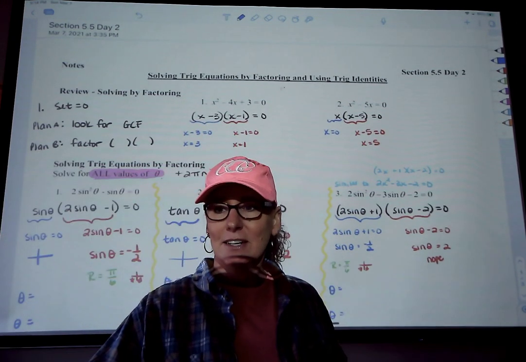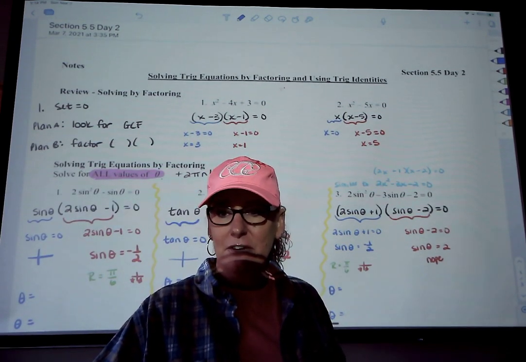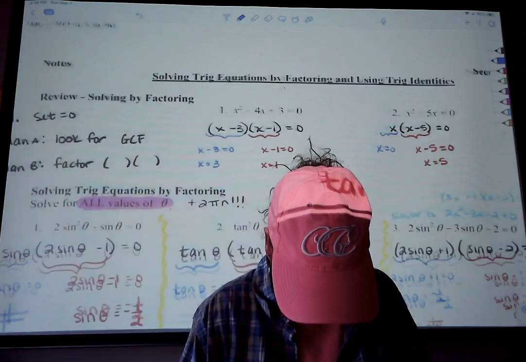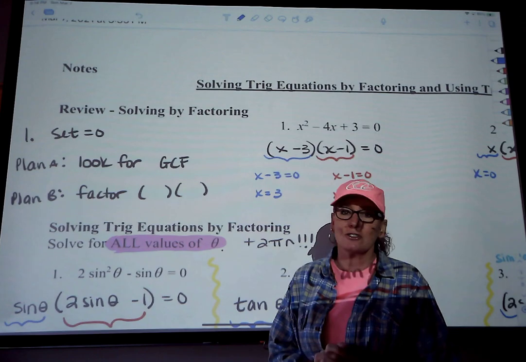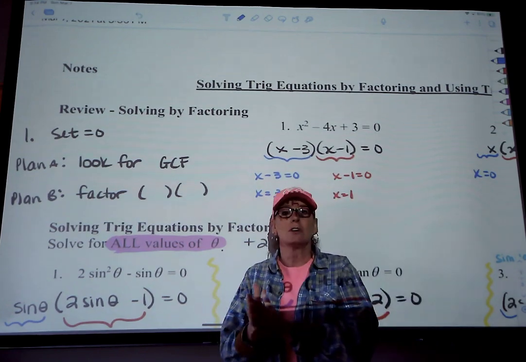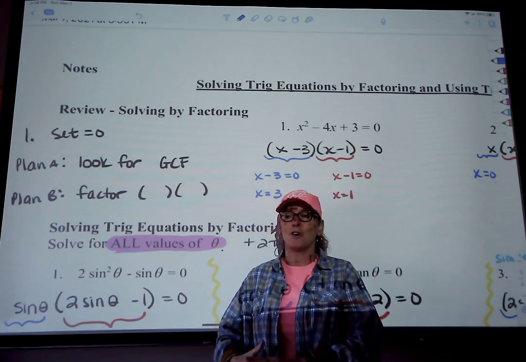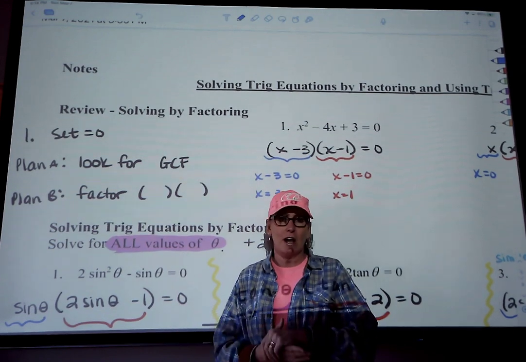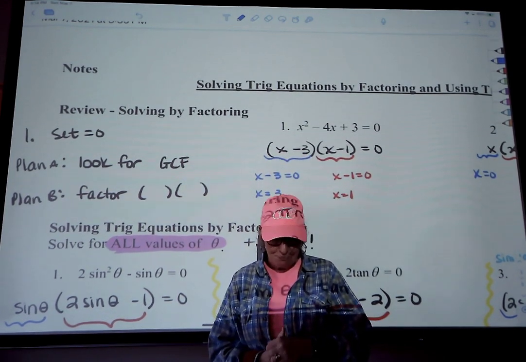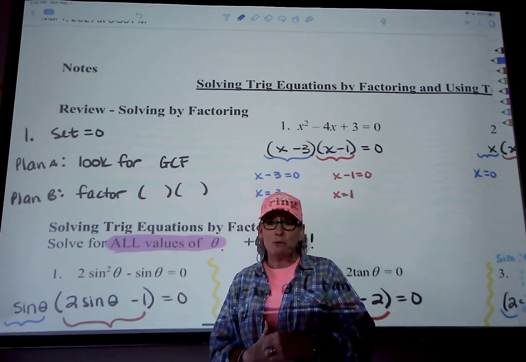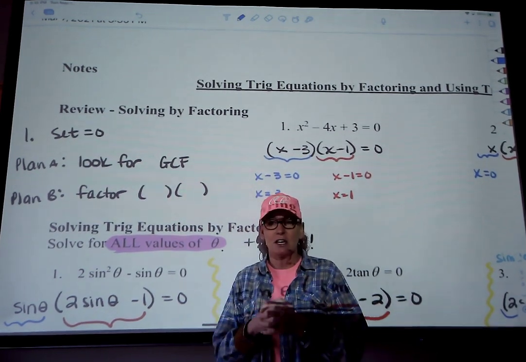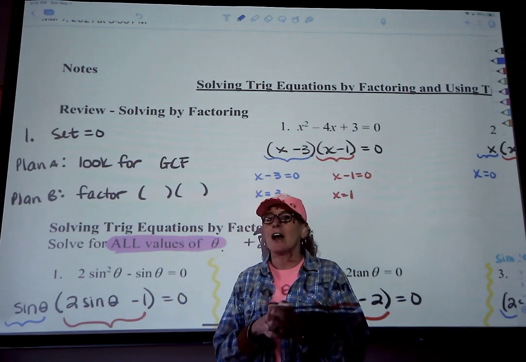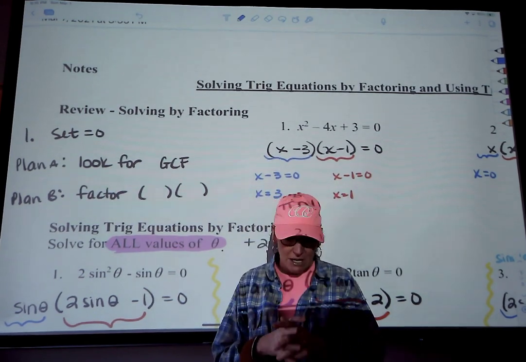Hey guys, I have your notes here for section 5.5 day 2, and we're still solving trig equations. So your answers today should be theta equals, or x equals, depending on how your angle is represented. Today the way we're solving these is heavy in factoring. I hope you're good at factoring.